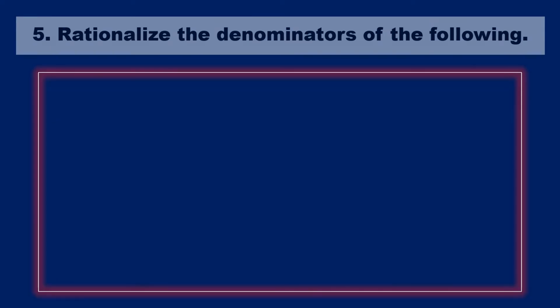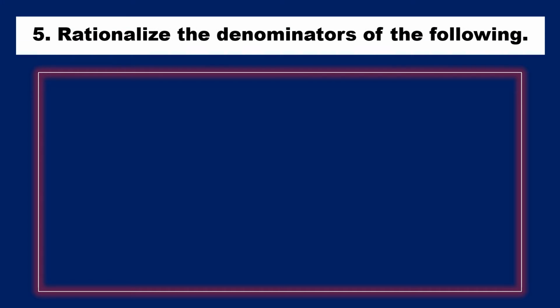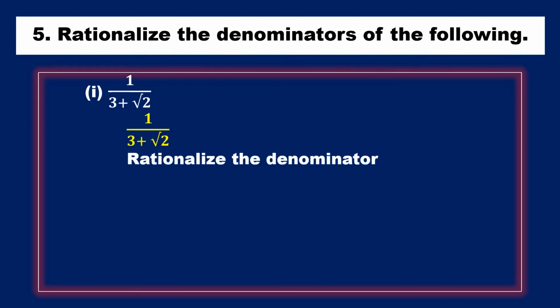Here is your 5th question. Rationalize the denominators of the following. Whatever question is given, for that we should rationalize the denominator. Here is your first question: 1 by 3 plus root 2. So we should do the rationalizing for the denominator.